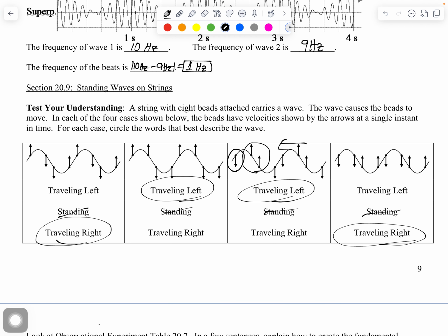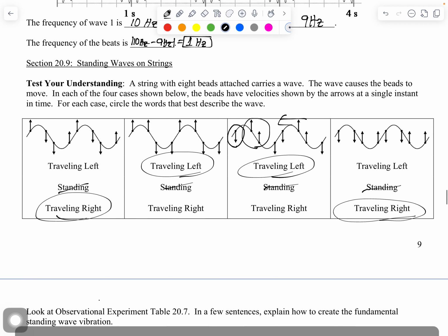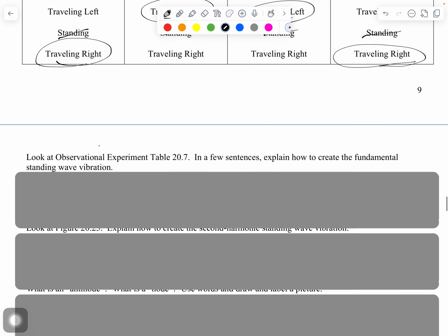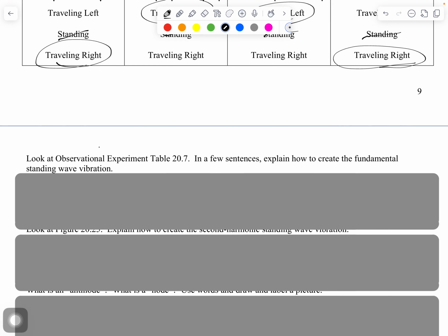Now, if that doesn't quite make a whole lot of sense to you at the moment, that's to be expected at this point. This is something that we have to generate with experience and a lot of models, a lot of visuals to really get this. Okay. So in a few sentences, explain how to create a fundamental standing wave on a vibration.